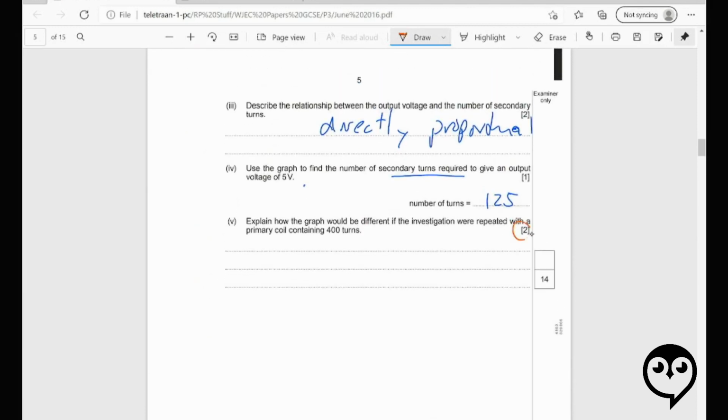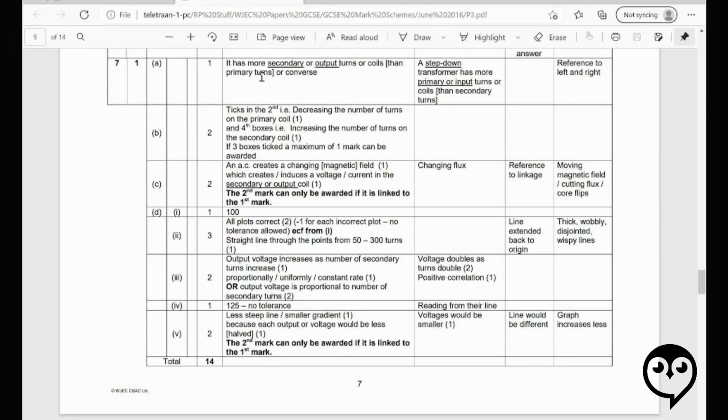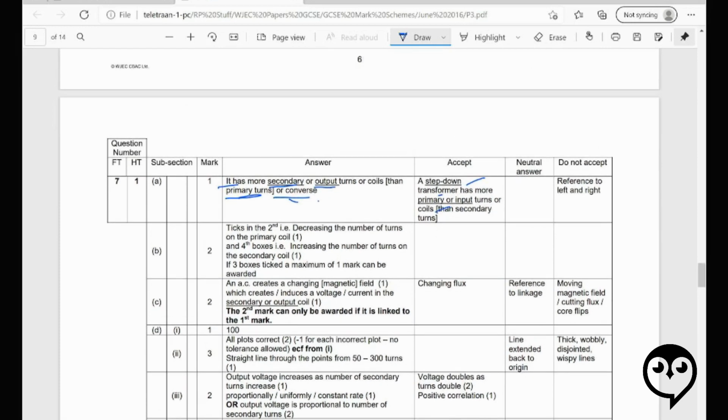I would just say it would be a higher gradient still through the origin. That's what I would say. Okay, I don't like how they say it. It has more secondary or output turns than coils or than the primary or a converse. I said a step-down transformer has more primary than secondary, and a step-up has more secondary than primary. I think that's more detailed.